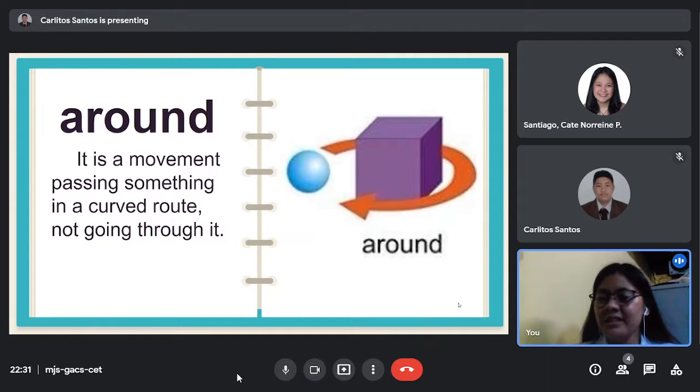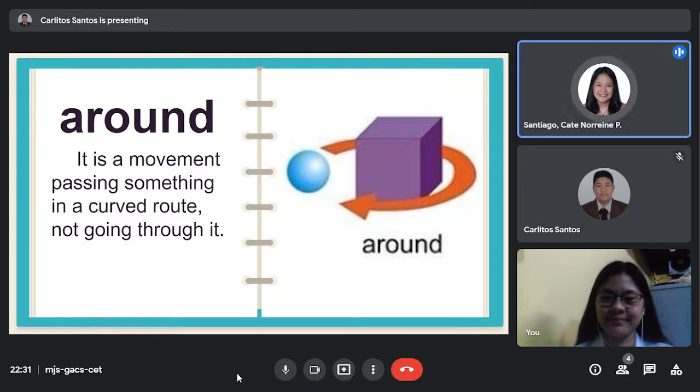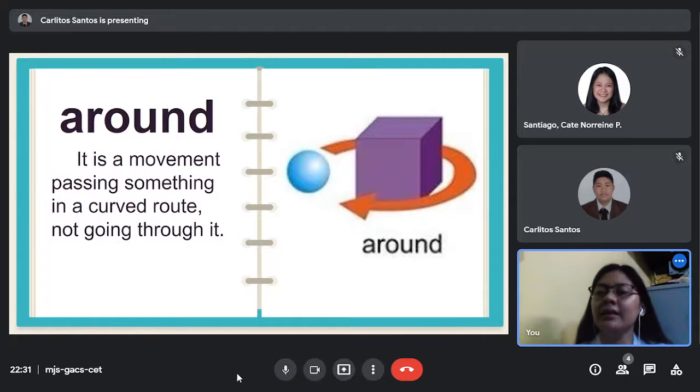Will someone please read what is the meaning of around and volunteer? Okay. Yes, Miss Kate? Around. It is a movement passing something in a curved route, not going through it. Thank you. Again, let me read it for you. It is a movement passing something in a curved route, but not going through it. Again, here in the box, we can see that the ball is moving around the box. We can see here that the ball moved in a curved route, right?